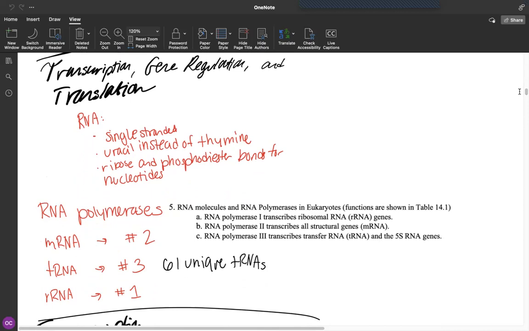Next, we talked about transcription, gene regulation, and translation. Many of these things might be a review, but there also is a lot that is new. But just a review of RNA. So it's single-stranded. Instead of thymine, we have uracil, we have U. RNA has ribose instead of deoxyribose, and it's phosphodiester bonds for the nucleotides.